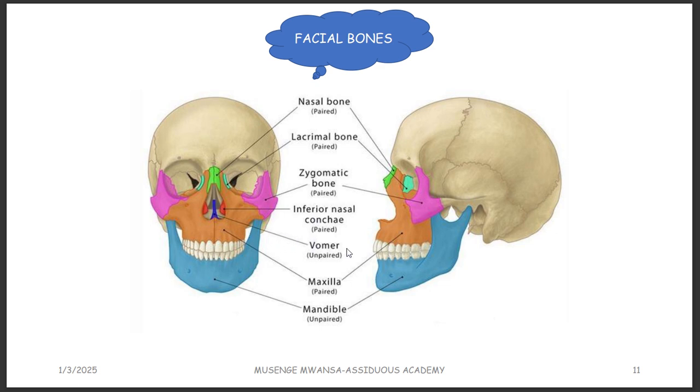You also have the vomer, which is a bone of the nose also, but it is just alone, it's not paired. So that makes up nine. The maxilla is a paired bone. You can see there is this separation in the middle here. So that makes up 11, isn't it? And then you have got the mandible. The mandible is just alone. It is an unpaired bone. Okay.